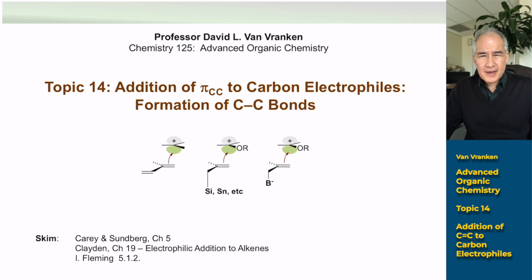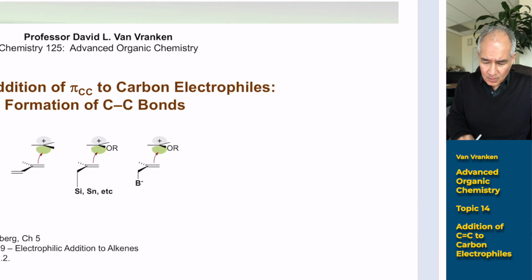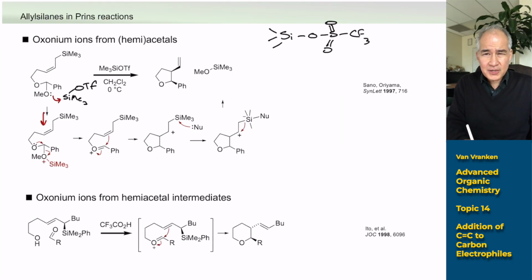We've been talking about pi CC bonds acting as nucleophiles for carbon-carbon bond-forming reactions. And we introduced the idea that the Prins reaction, the addition of alkenes to carbonyl groups, is a powerful way to think about modern organic synthesis and the formation of carbon-carbon bonds.